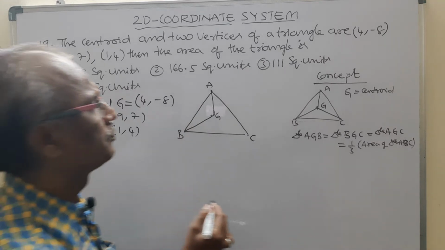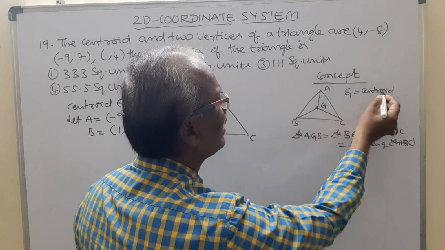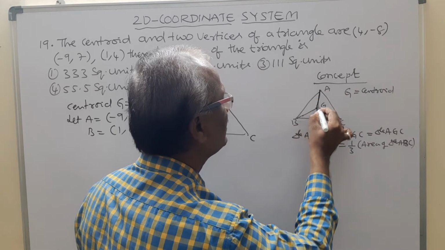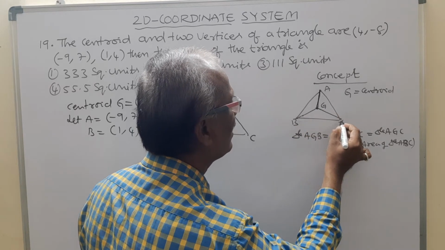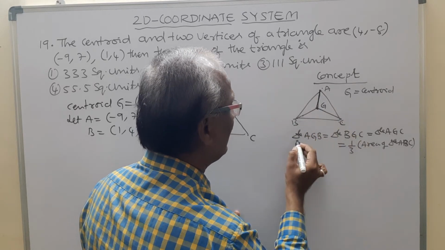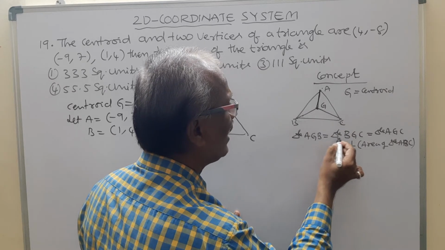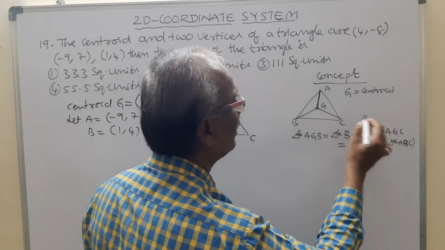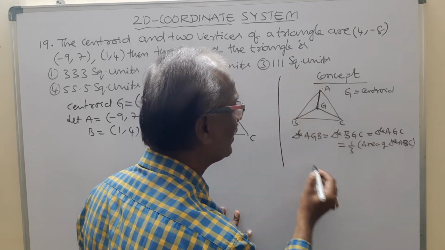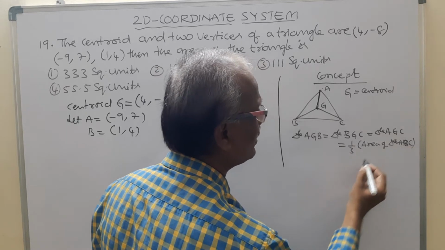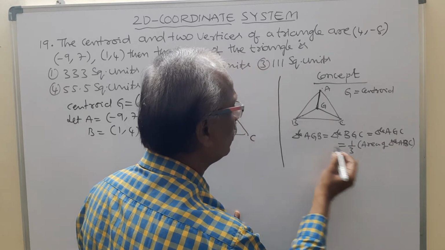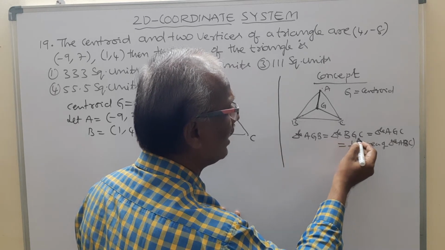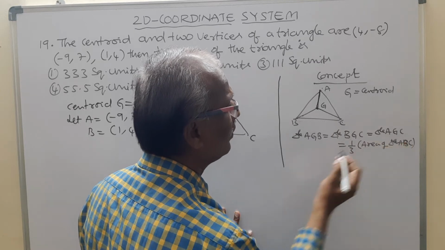Here is one concept: in a triangle ABC, G is the centroid, and three triangles are formed: triangle ABG, triangle BGC, and triangle AGC. Area of triangle AGB equal to area of triangle BGC equal to area of triangle AGC equal to 1/3 of the area of triangle ABC. So to find the area of triangle ABC, area of triangle ABC equal to 3 times area of triangle AGB, or 3 times area of triangle BGC, or 3 times area of triangle AGC.